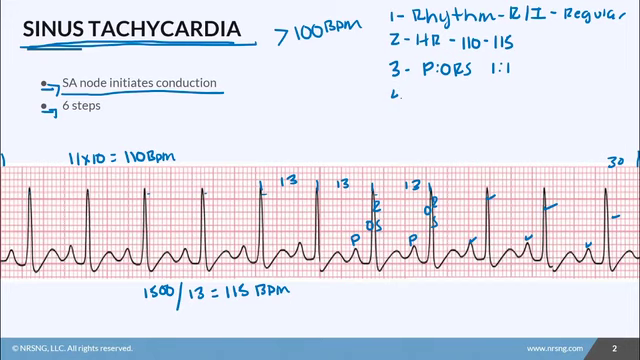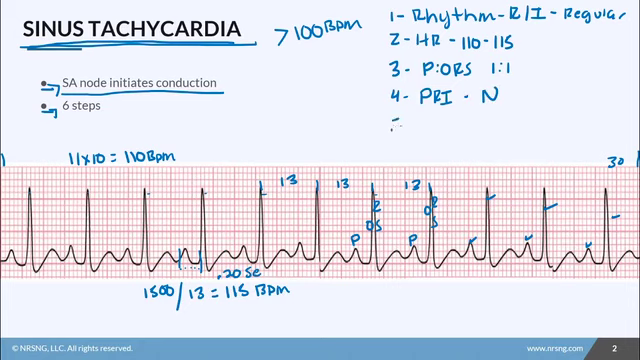Now in step 4, let's look at the PR interval. So let's go ahead and pick this one right over here. We're going to start at the beginning of the P wave to the beginning of the Q wave. And that would be 1, 2, 3, 4, 5. So that gives us 0.20 seconds. And that would be within the normal range.